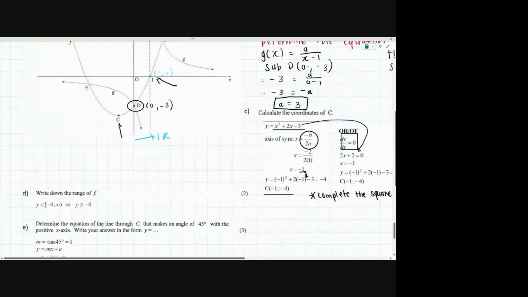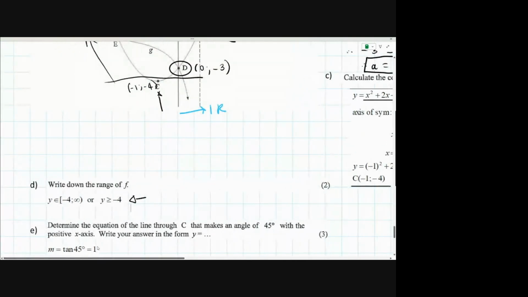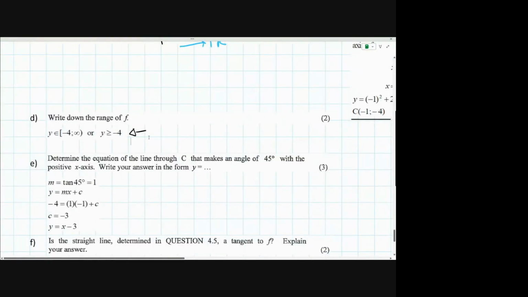The next question asks you to write down the range of f. f is your parabola. So now that you have your turning point at C and you know it's at (-1, -4), you know that your range is from this turning point all the way up. So that's why it's y greater than or equal to -4. You can write it in any format you want, interval notation or inequalities. I prefer inequalities personally, but that's up to you.